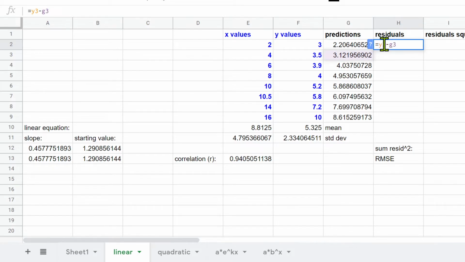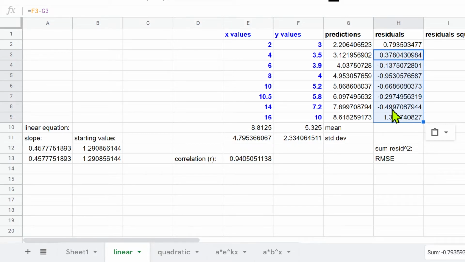G3. Whoops, I meant to put Y2 and G2. And there's our, wait, what am I doing wrong? Y2, haha, that's funny. I meant to say F2, of course, F2. And there you see it highlights it, that's what you want. And there's our residual. Now let's copy and paste this, put it here, and there's all our residuals.